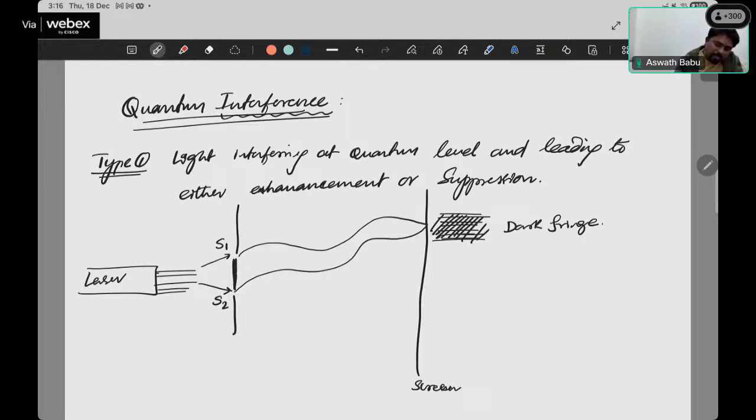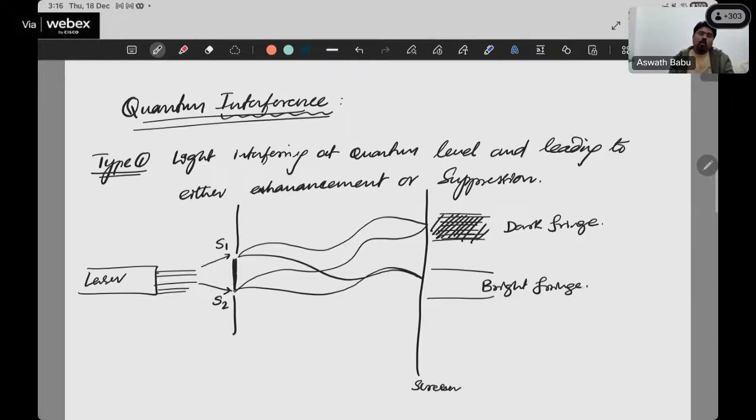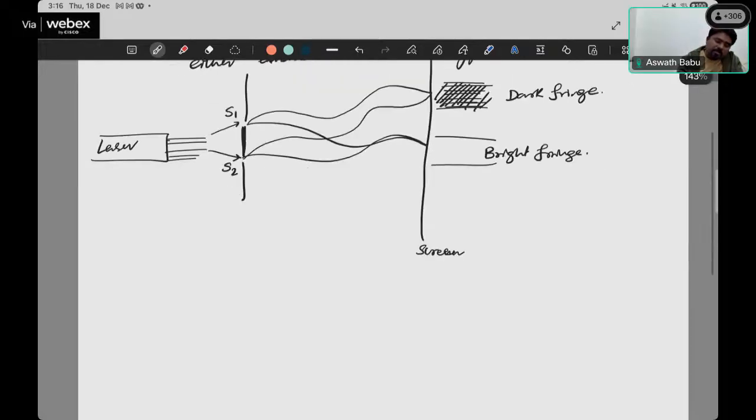Let's say light hits within the same phase. In phase, I see a very bright fringe. So bright fringe is seen. This is what light constructively and destructively interfering means.